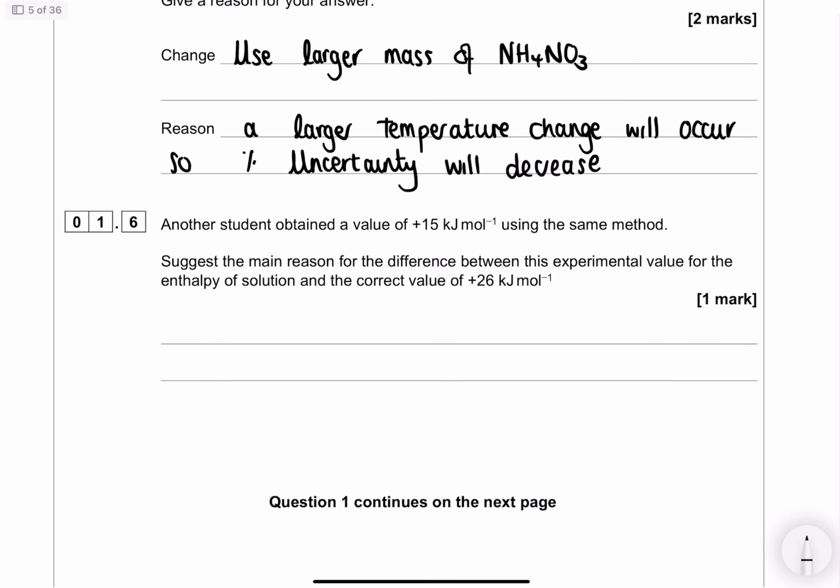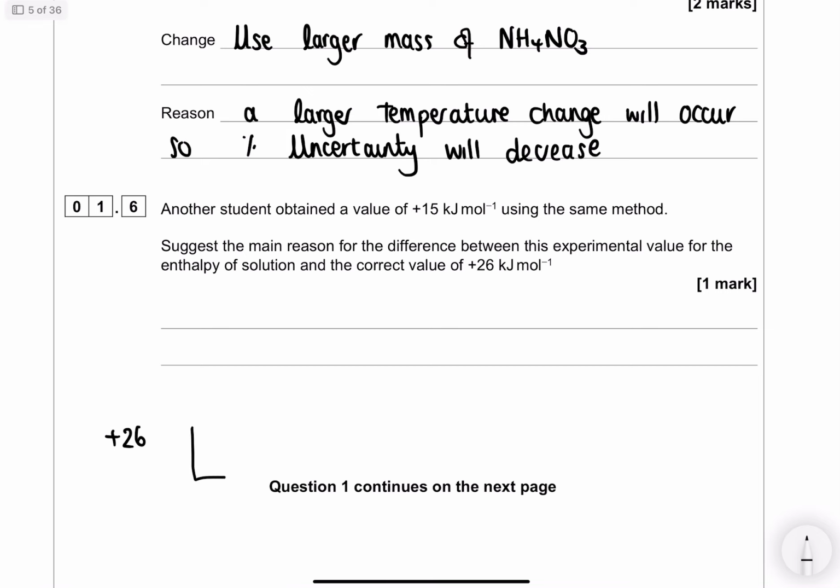So another student got a value of plus 15. So remember, we got plus 16.7. The actual value was plus 26. What that means is that when the experiment happens and there's no errors, more heat is absorbed by the chemicals from the system, and we get that bigger value of Q. So we get a bigger temperature change, and as a result of getting a bigger Q, we get a bigger delta H, a larger value.